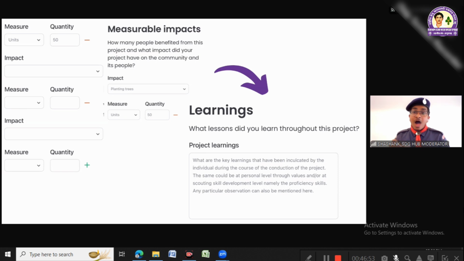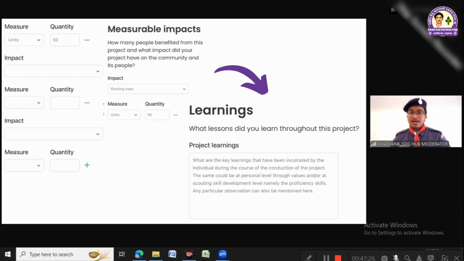And lastly, you will be asked for learnings. And as scouts, no matter how experienced we are, we face challenges. We face problems in executing our projects. It could be weather, it could be lack of support. All of these things will in turn help us learn a lot. And this will in turn inspire other people to take up projects and also for them to avoid mistakes.